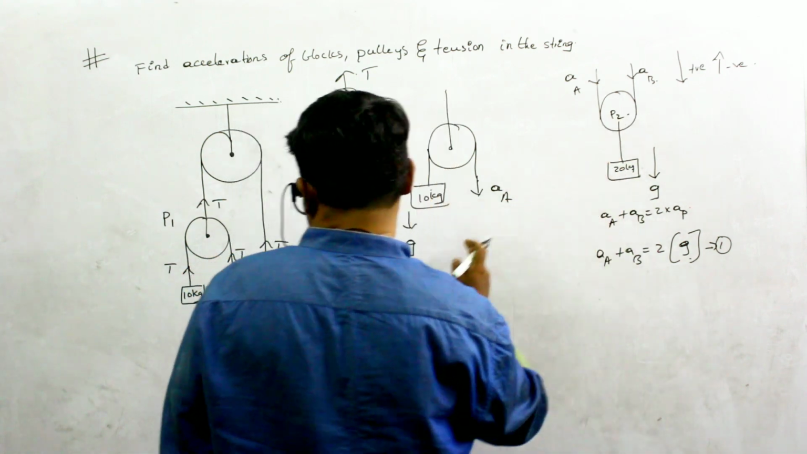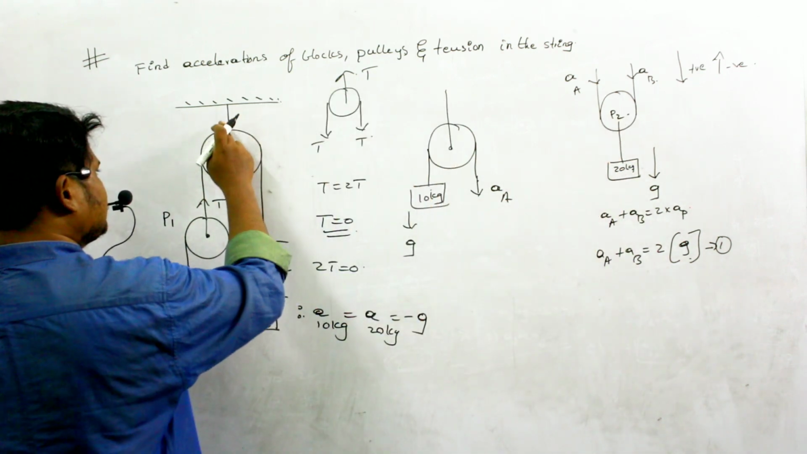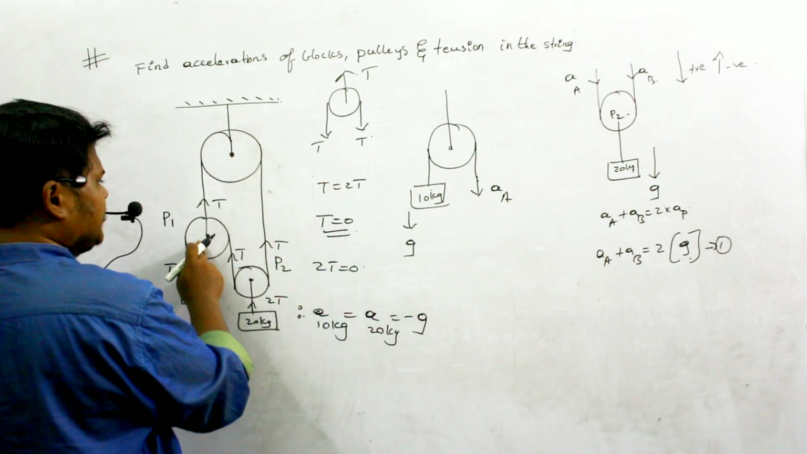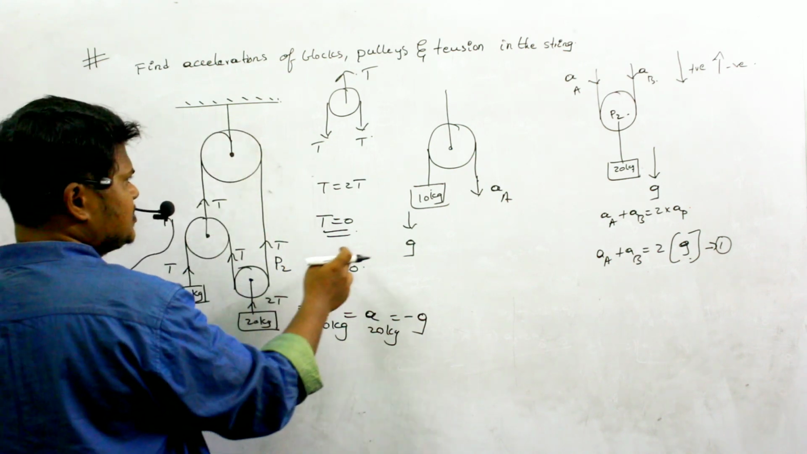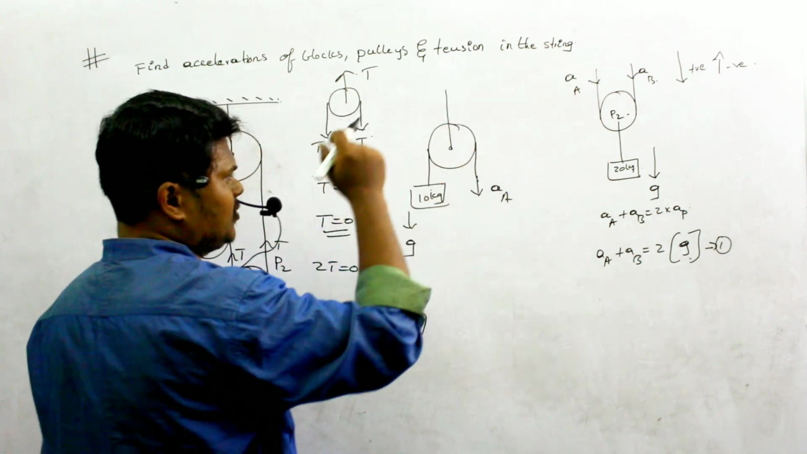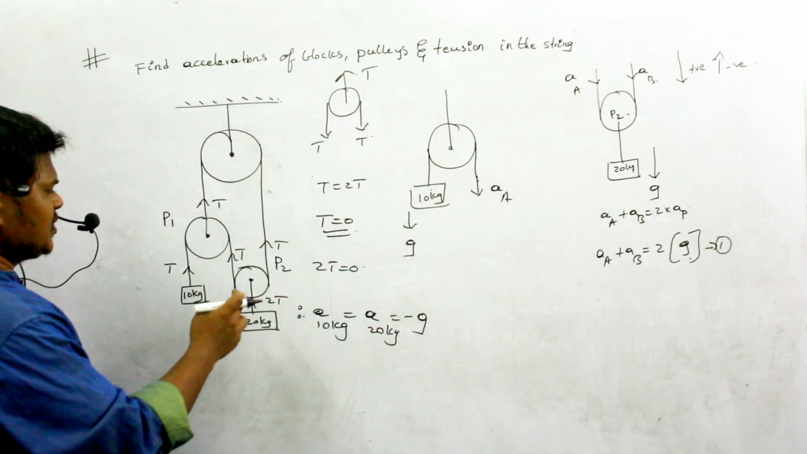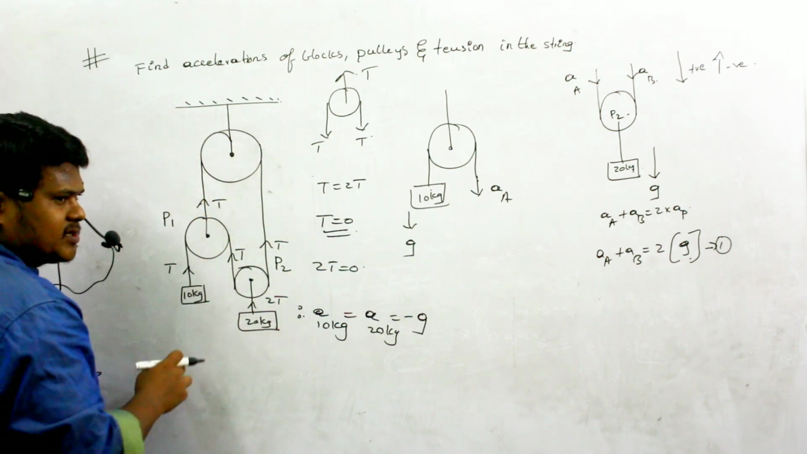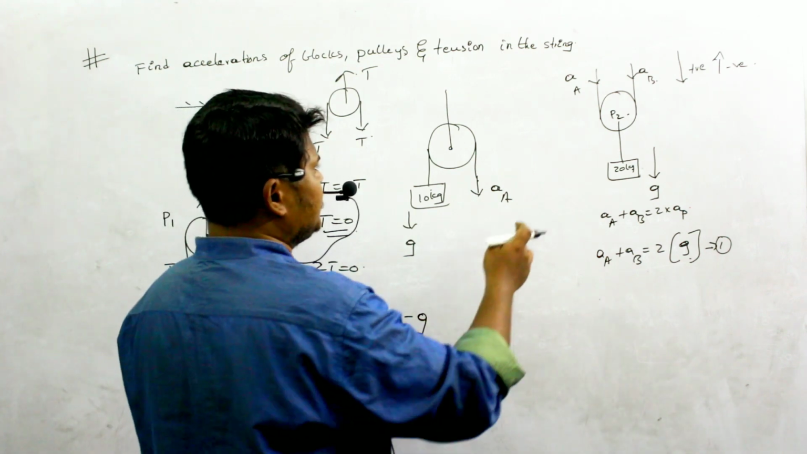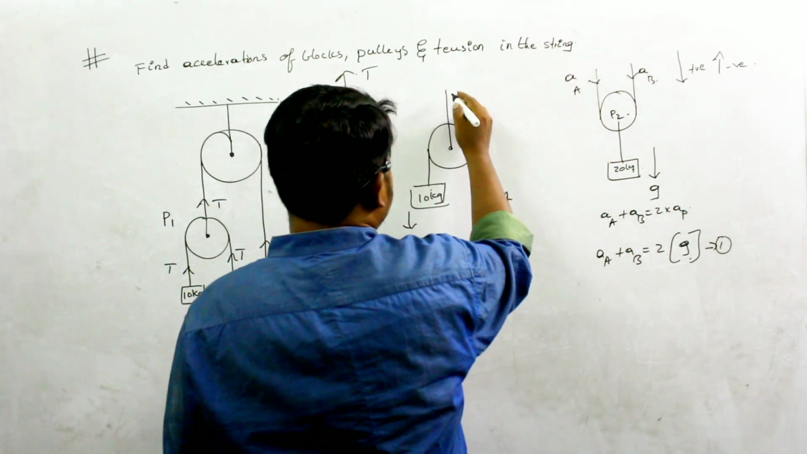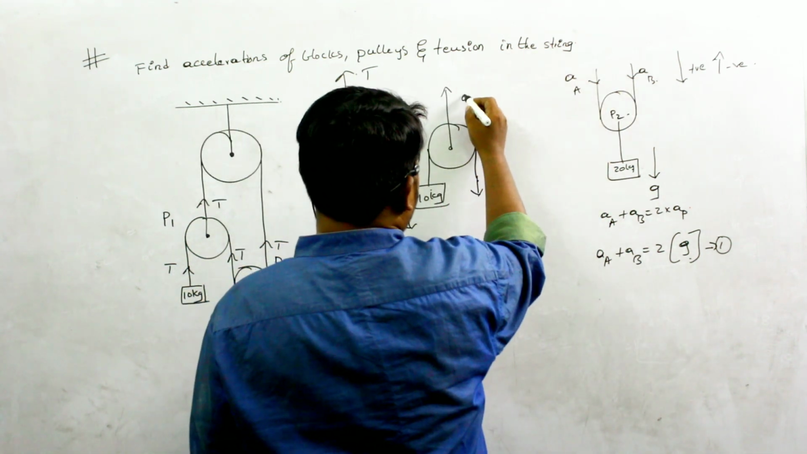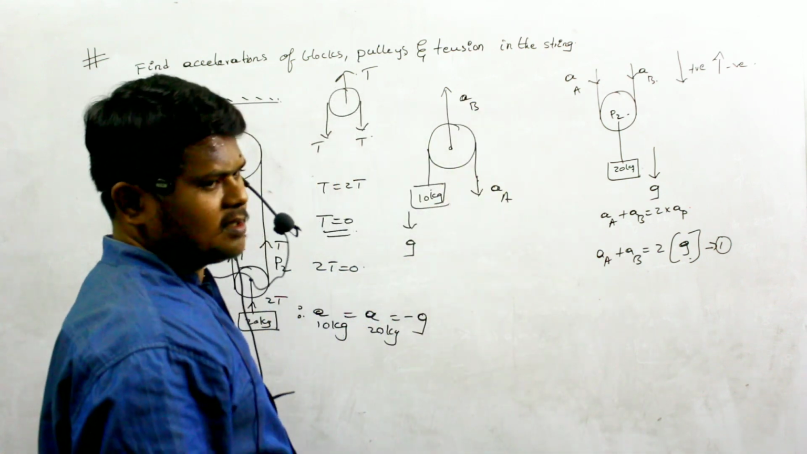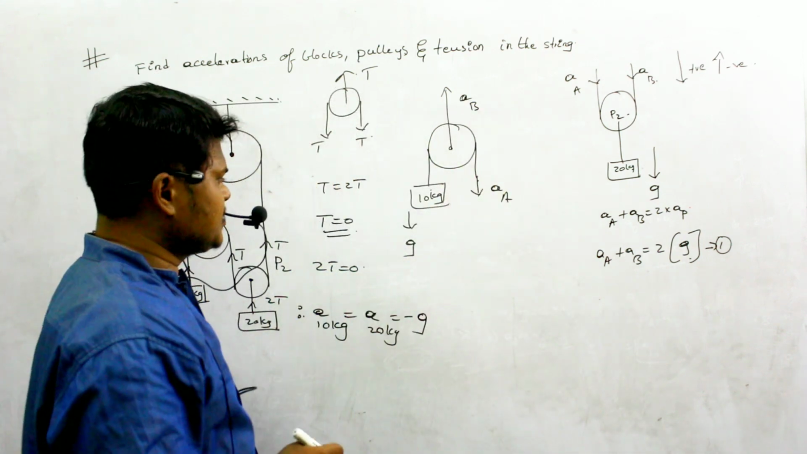Now if we discuss this string which is attached to this pulley and to pulley P1, then we are saying that this is having an acceleration of a_B, our assumed acceleration. So the same a_B should be acting on this pulley also, but in the opposite direction. So therefore I can write this string is connected to this pulley and it is moving upwards with an acceleration of a_B. These are the different accelerations which we have assumed in this condition.